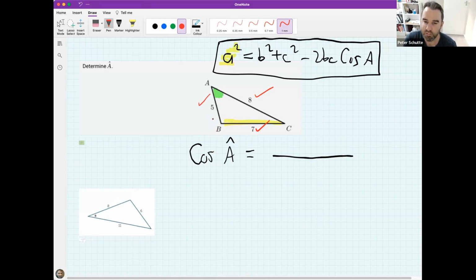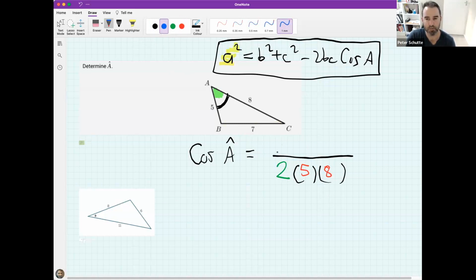So if we think about what is on the top and what is on the bottom, I remember there was always going to be a 2 on the bottom. Okay, there's always going to be a 2. And then if you look at the angle I'm trying to find, what are the lengths of the sides that are next to the angle I'm trying to find? Who would like to tell me? Okay, it's going to be 5 and 8. Exactly. So you go and you put these here. 2 times 5 times 8.